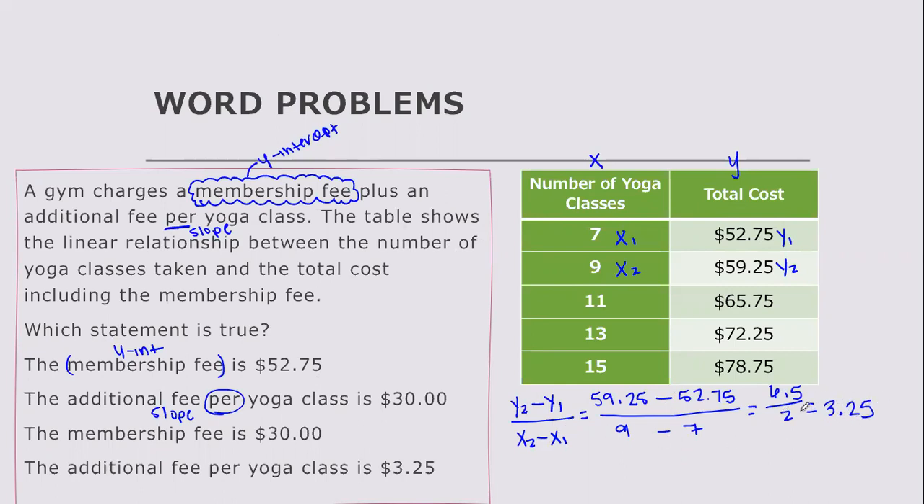So that is our slope. So that's our fee per yoga class. This is the amount of money per yoga class. So automatically, I can probably cross out some of the answer choices. So my fee per yoga class is 3.25.